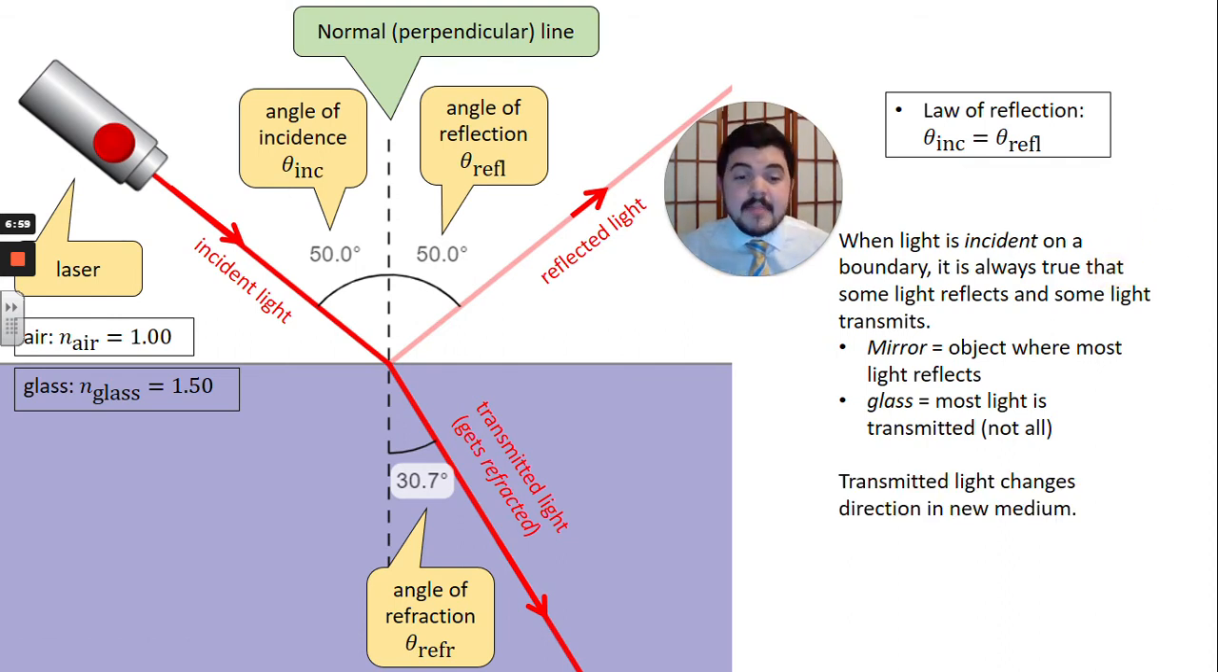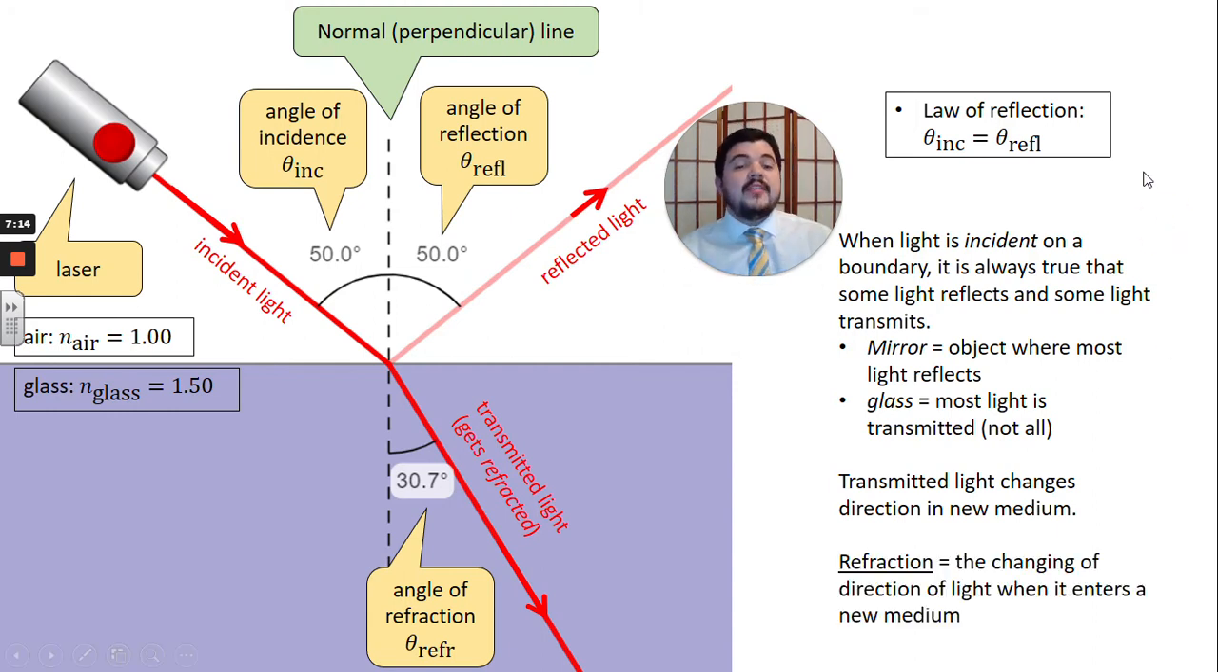And when light transmits into a new medium, it also changes direction in the new medium. That's that angle of refraction being 30.7 degrees, not 50 degrees like the incidence angle and the reflection angle. And this vocabulary word here, refraction, is that process. Refraction is the changing of direction of light when it enters a new medium.